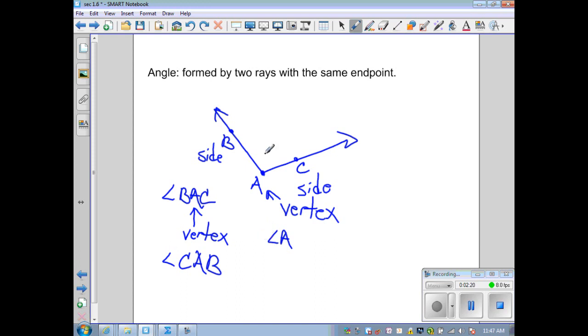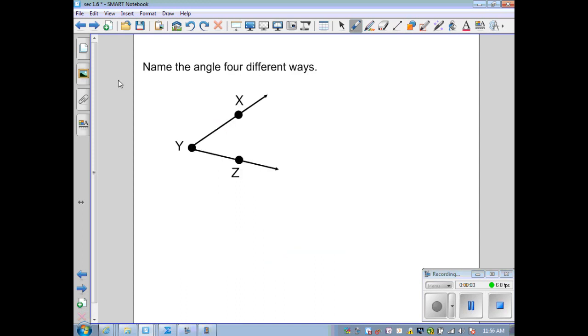I also could put a number inside of the angle. Then I could identify the angle as angle 1. These are the ways that we can identify angles. On this slide, they want us to name the angle four different ways. Here, I have an angle with a vertex of Y, and its sides are ray YX and ray YZ.